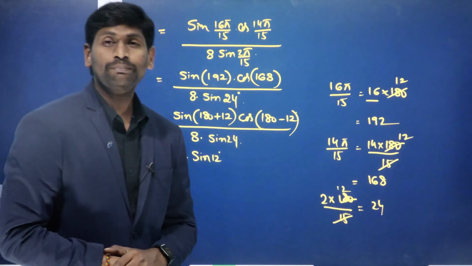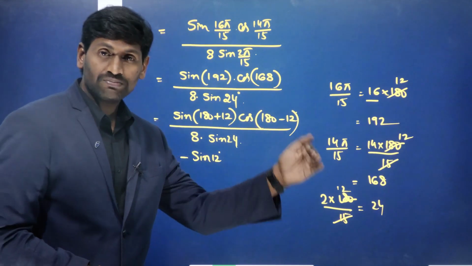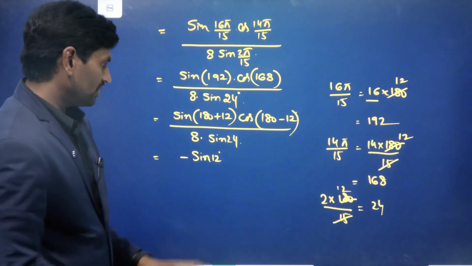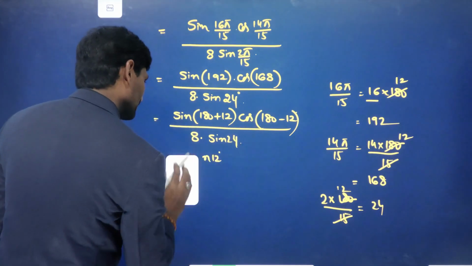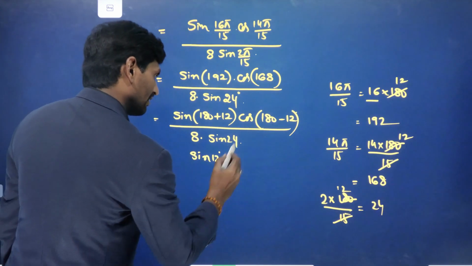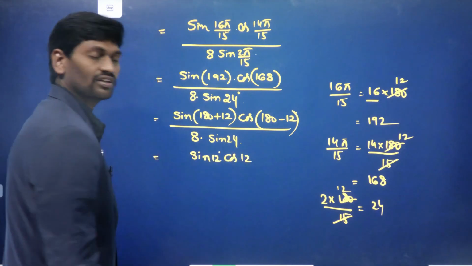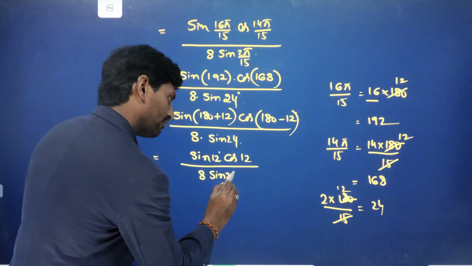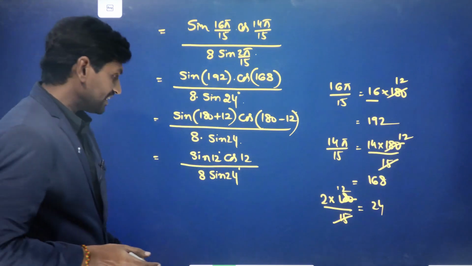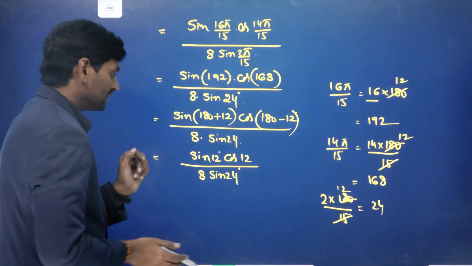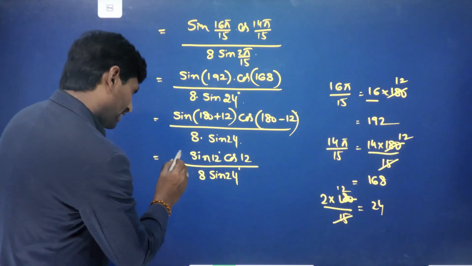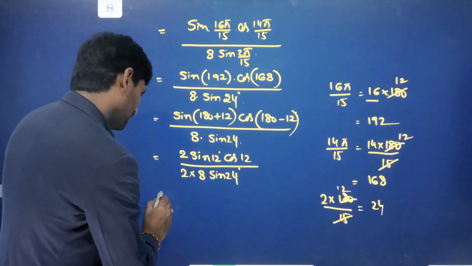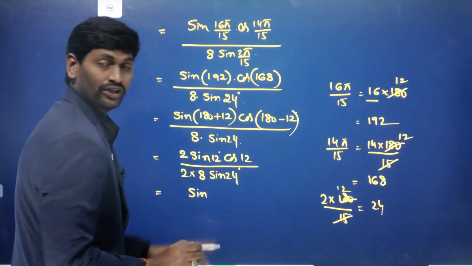180 minus means which quadrant? 180 minus means second quadrant. Second quadrant cos value positive or negative? Negative only. So this minus and that minus become plus. Whenever 180, cos stays cos. Cos 12 degrees, so divided by 8 sin 24 degrees. But check here, sin theta cos theta, same like the previous one, 2 is missing now. So again I just multiply and divide with 2. This will be the sin 2 theta formula. Sin 2 into 12, 24.